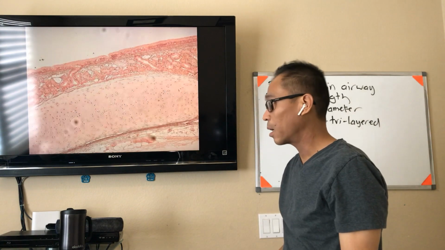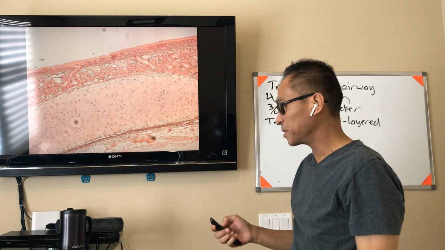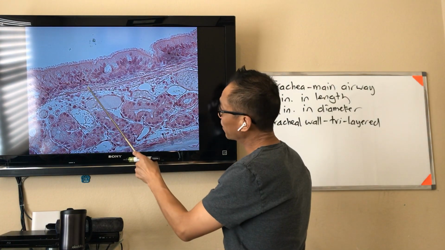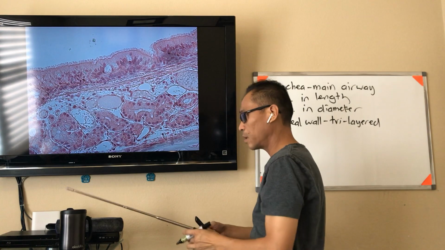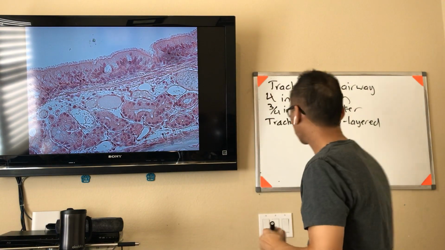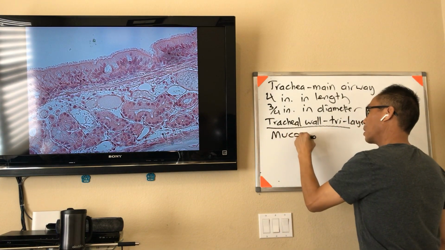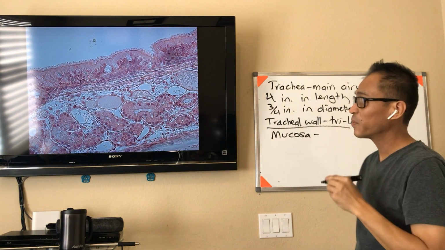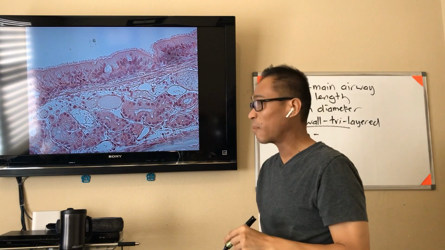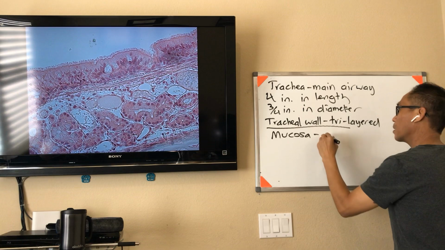Let's take a closer up view here so you can see things better, and even a closer up view so we could see the tissue type for the mucosa. So from here to here is what we call the mucosa. This is a mucous membrane that lines your airways. So tracheal wall, mucosa. I would describe the epithelium as a ciliated pseudostratified columnar ET with the goblet cells, which contribute to the mucus nature of this mucous membrane.